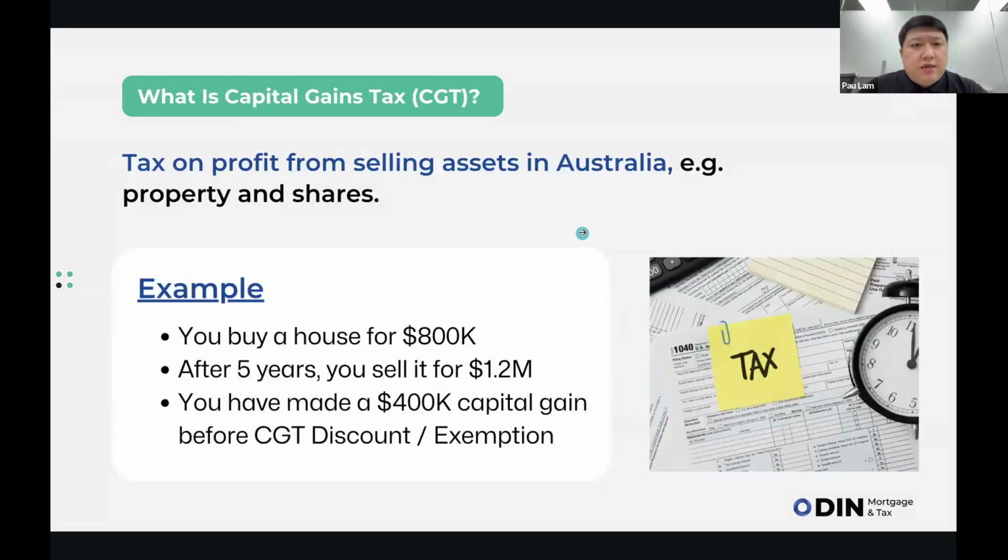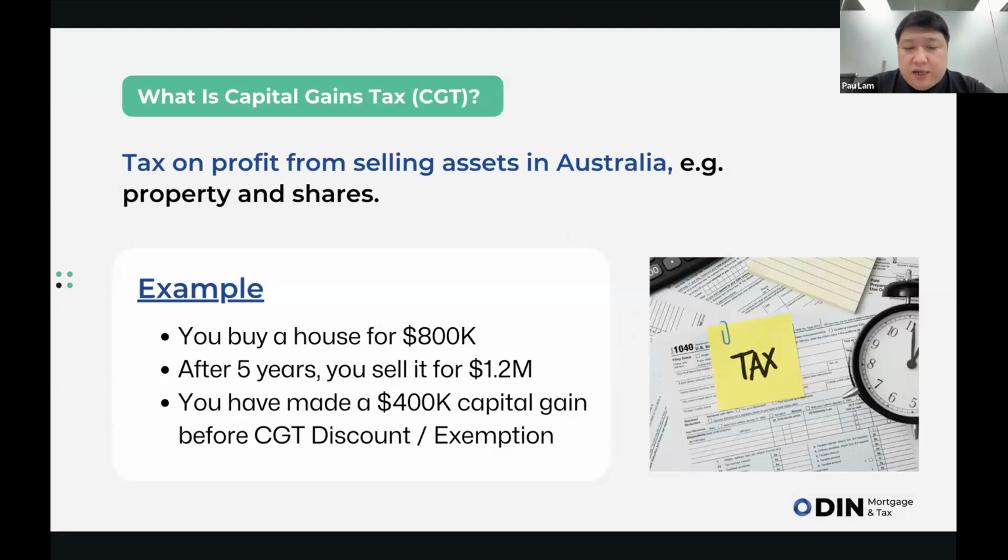So what is a capital gains tax in Australia? I know in some countries they don't have capital gains, they pay nothing. When you sell, say, shares or a property, you don't really need to pay capital gains, but it exists in Australia, which is a tax on profit on selling an asset in Australia, for example, a property or shares.